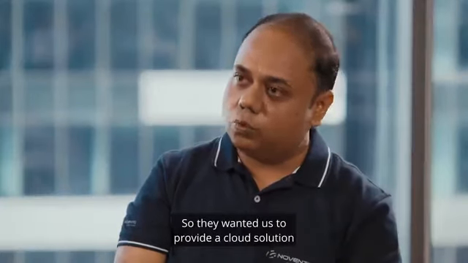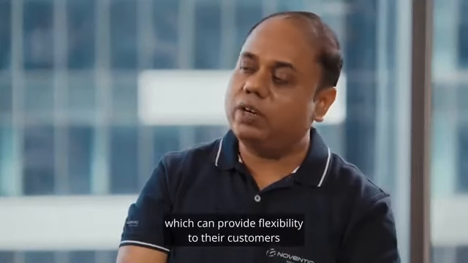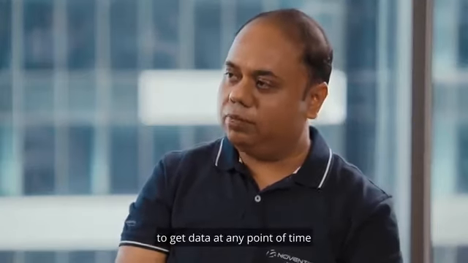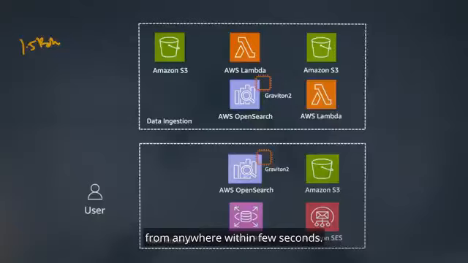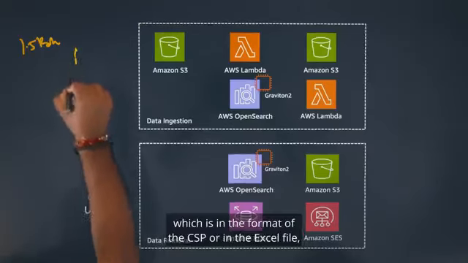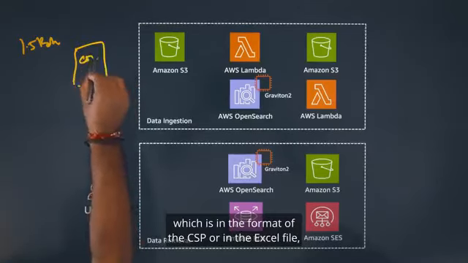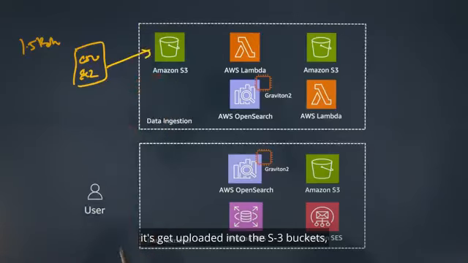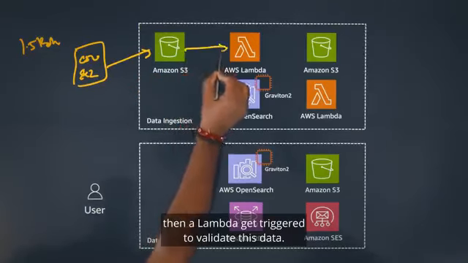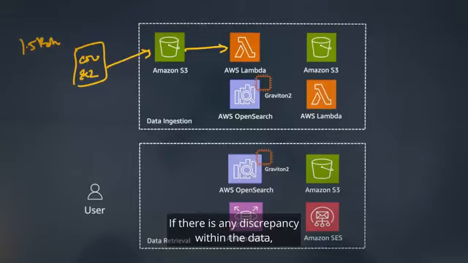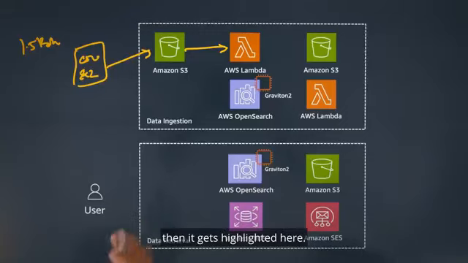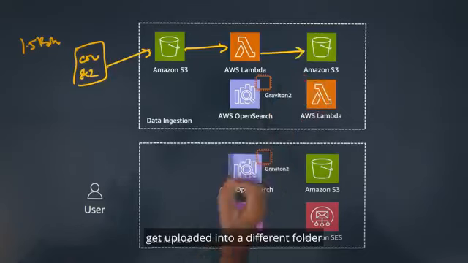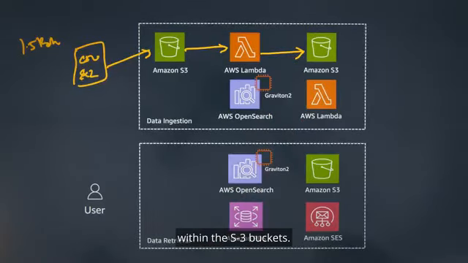So they wanted us to provide a cloud solution which can provide flexibility to their customers to get data at any point of time from anywhere within a few seconds. First of all, the raw data, which is in the format of CSV or Excel files, gets uploaded into the S3 bucket. Then a Lambda gets triggered to validate this data. If there is any discrepancy within the data, it gets highlighted here. Else, a copy of the validated data gets uploaded into a different folder within the S3 bucket.